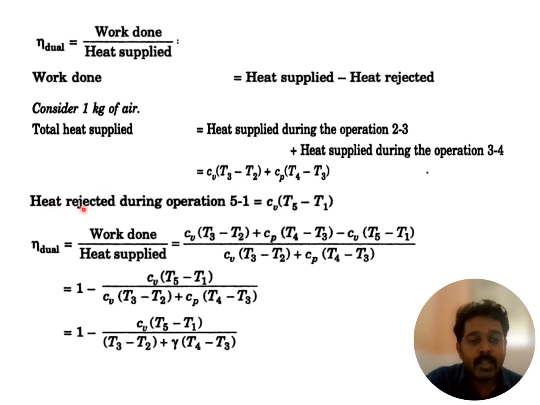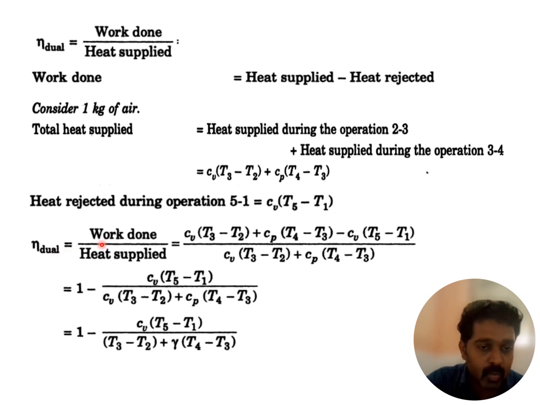And heat rejection during the process 5 to 1 is equal to Cv into T5 minus T1. Then the efficiency of the dual cycle is equal to, by the same formula, work done divided by heat supplied.